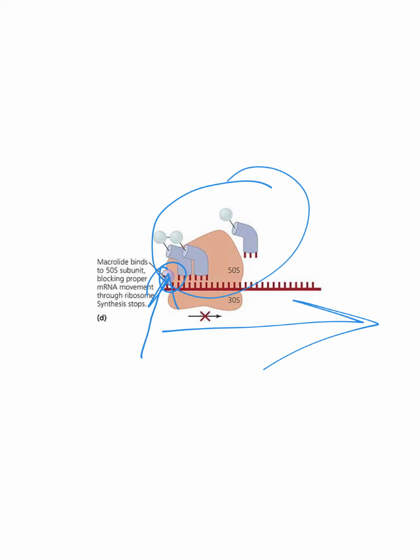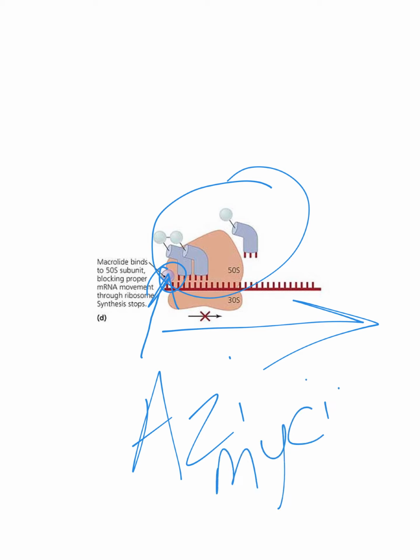So again, macrolides like azithromycin, so your Z-Pak, azithromycin, clarithromycin, so things that end in mycin, they change the shape, they bind to the 50S and they block this ribosome subunit so that we do not get this functional movement of the messenger RNA through the stationary ribosome structure.